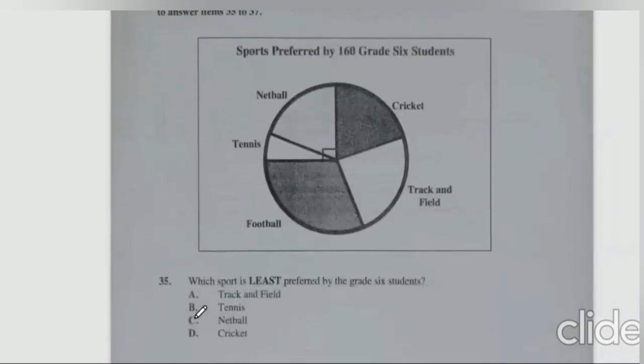The pie chart below shows the sports preferred by 106 grade 6 students at a school. Use it to answer items 35 to 37. So these are the preferred sports: netball, tennis, football, cricket, track and field. Which sport is least preferred by the grade 6 students? Looking at this pie chart, I can see that tennis has the smallest portion. So tennis is least preferred by these grade 6 students.